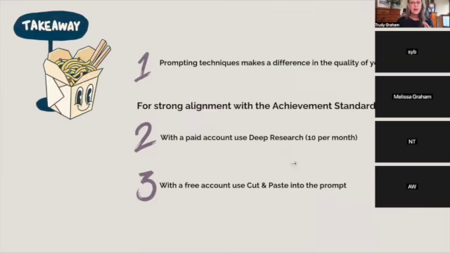And of course, my takeaways, and the first one is your prompting techniques do make a difference in the quality of your responses, what you get back. But the second and third takeaways for really strong alignment with the achievement standards, if you have a paid account, use deep research. I've learnt this morning that you have 10 deep research per month. It's not something you would use all the time, but it's perfect for this really detailed task.